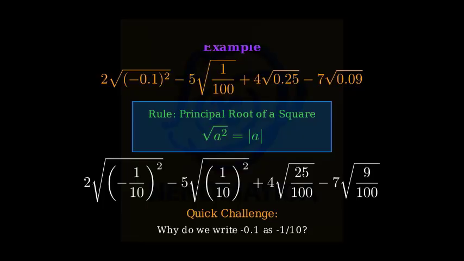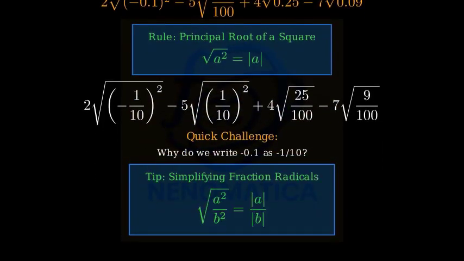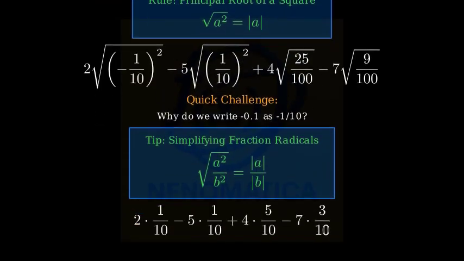Moving on to step 2, we'll use the tip that the square root of a squared over b squared equals the absolute value of a over the absolute value of b. Now we can simplify each radical term. The square root of negative 1/10 squared equals 1/10, since the square root of a squared gives us the absolute value. Similarly, the square root of 1/10 squared is also 1/10.